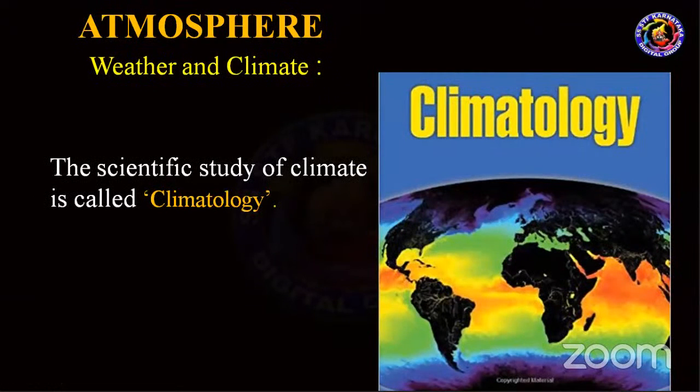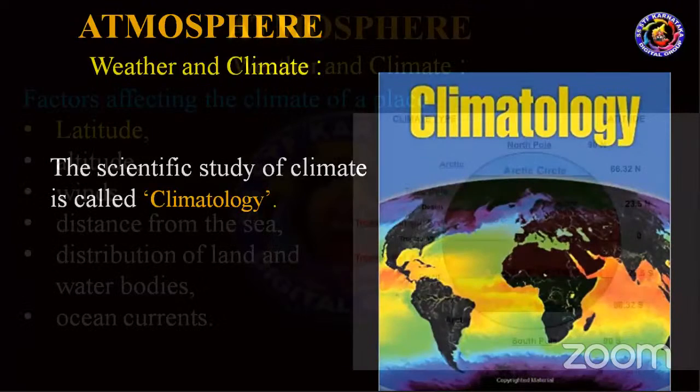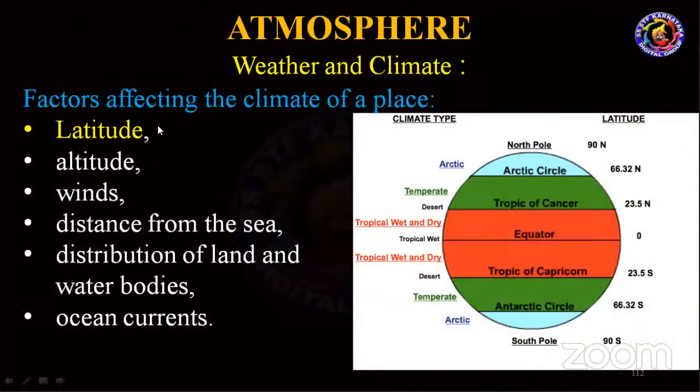The scientific study of climate is called climatology. The scientific study of weather is called meteorology, and the scientific study of climate is called climatology. The factors affecting the climate of a place are latitude, altitude (which means height), winds, distance from the sea, distribution of land and water bodies, and ocean currents. These are a few important factors which directly affect a particular place's climate.